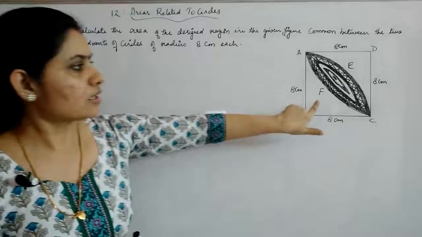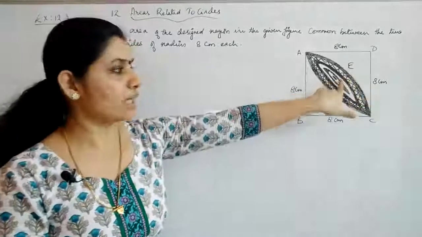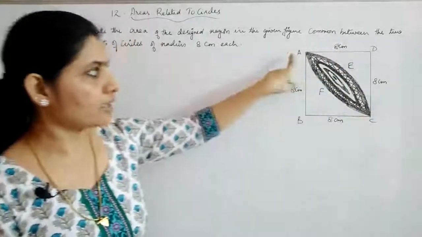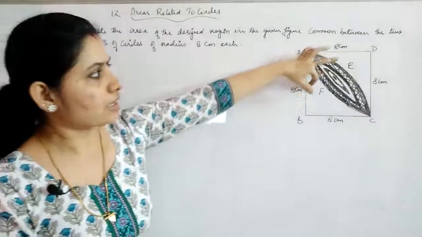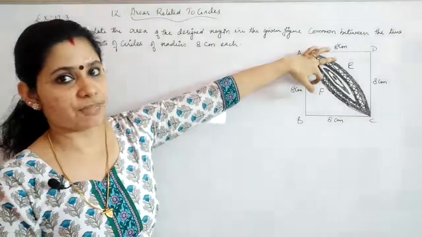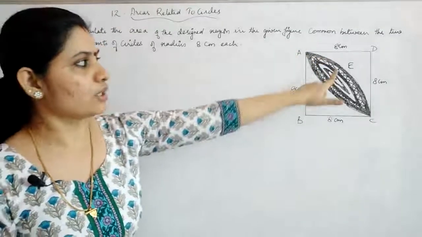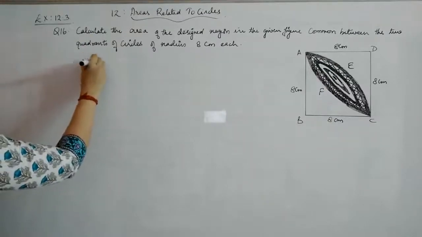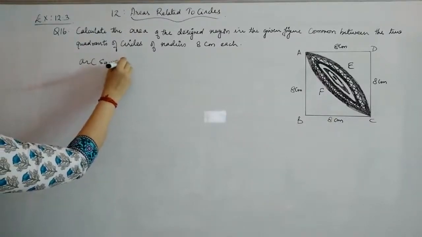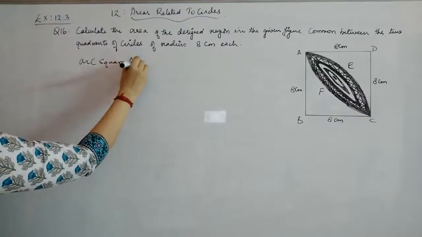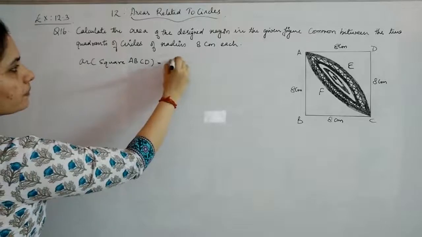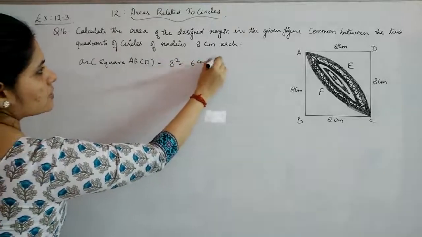So what you have got? This one and this one, and you have to get this. So now how will you get? After finding out this square area, you have to subtract these two sum from the area of the square, and that will give you the area of the designed portion. Okay, so first we will find out what is the area of the square. Area of the square ABCD is equal to 8 square, which is equal to 64 centimeter square.